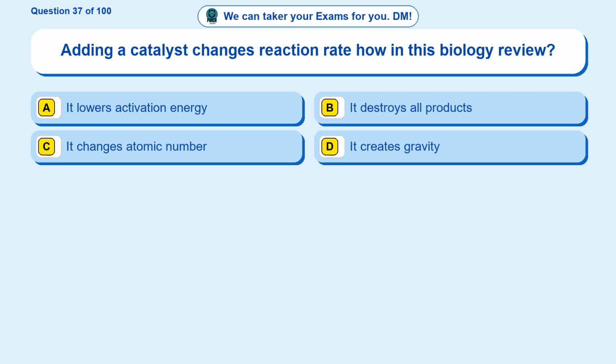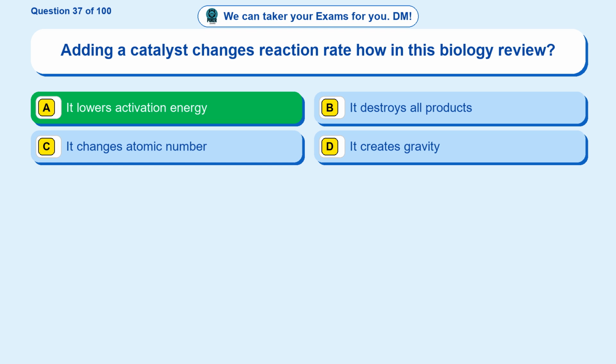Question 37. Adding a catalyst changes reaction rate how in this biology review? Option A. It lowers activation energy. Option B. It destroys all products. Option C. It changes atomic number. Option D. It creates gravity. The correct answer is option A.